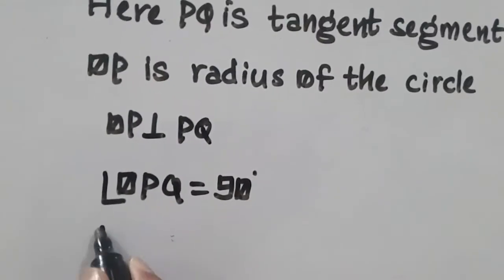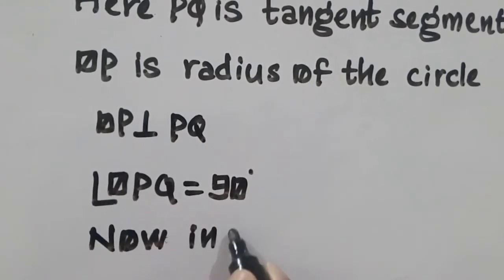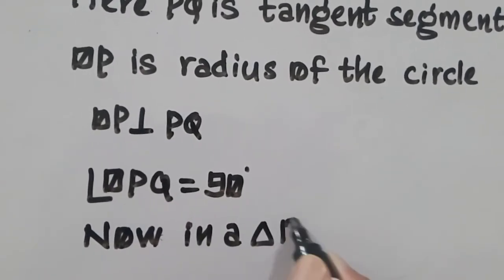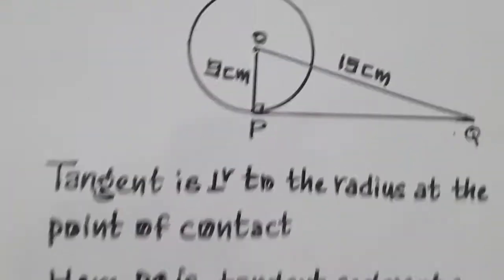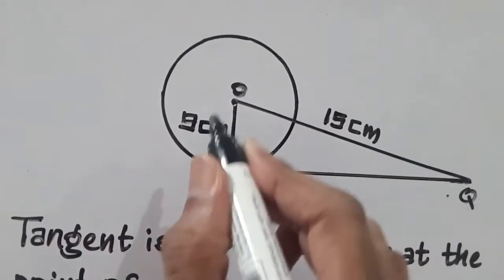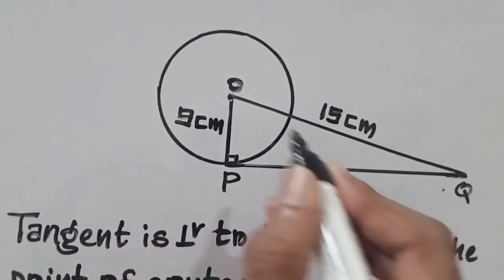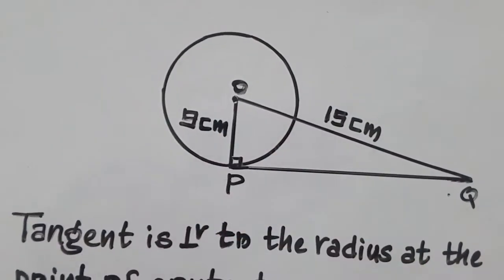Now in triangle OPQ, according to Pythagoras theorem, OQ square is equal to OP square plus PQ square, where OQ is equal to 15 and OP is equal to 9 centimeters.